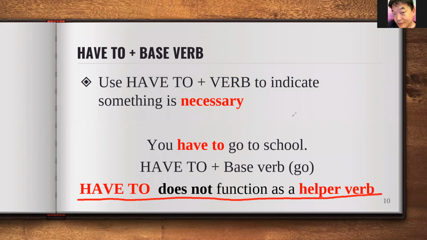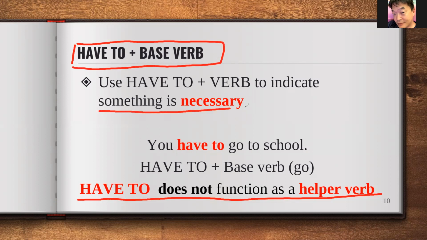What it means is when you want to make a negative statement, you have to use don't or doesn't. And when you want to make an interrogative statement, when you want to ask a question, you have to use a helper verb, do or does. This is very important for you to understand. Have to plus verb, when you want to express the idea of something being necessary, you need to use do or does when making a negative statement or when making a question. Okay? Don't forget that.